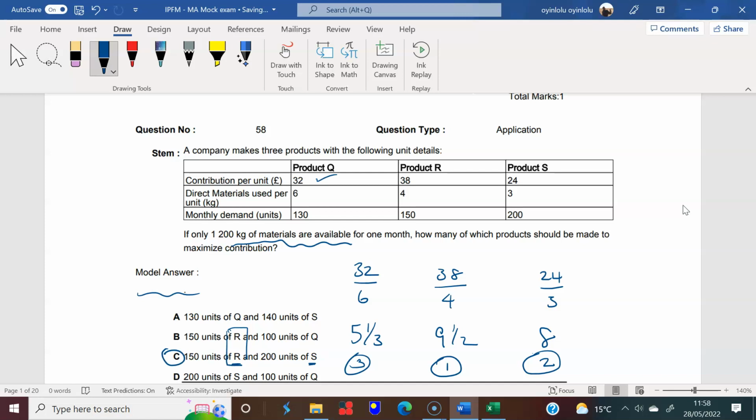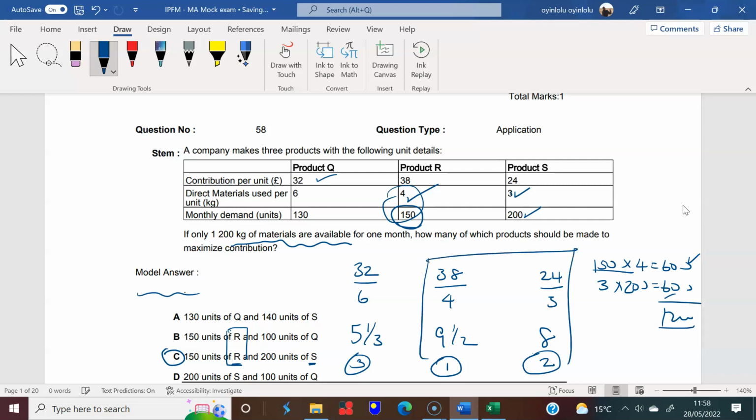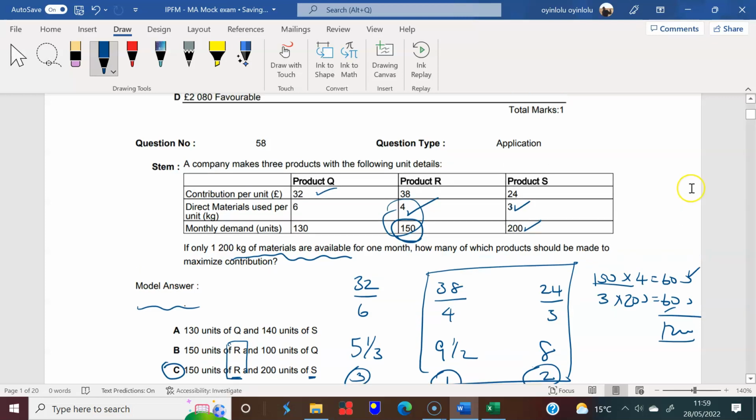It might be a perfect fit because if I look at it here, I need 150. Well, it is a perfect fit. That's 600, and then you have 3 times 200, which is 600 as well. So you need 4 kilograms per unit. You make the 150 here. That's why you use up 600, and then you do the same thing. You make the 200 units of S at 3, and that's the total 1,200 kilograms used up. So you've used up perfectly the kilograms to make product R and product S.